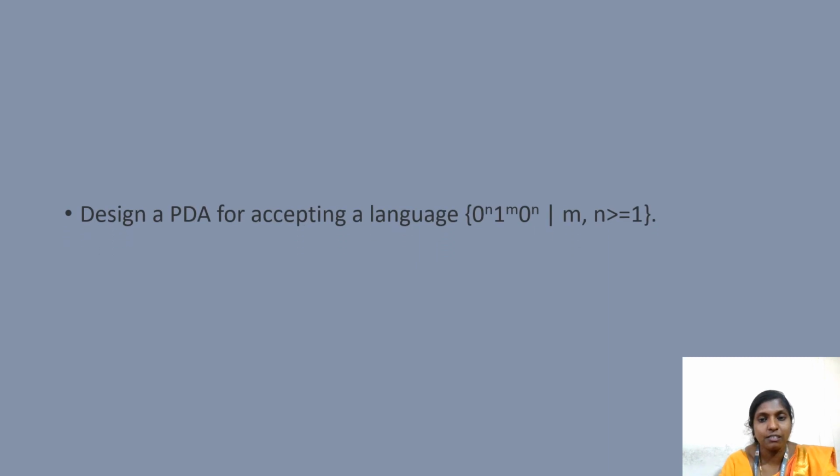Okay, this is the example program. Based on this, the assignment is to design a PDA for accepting the language 0 power n, 1 power m, 0 power n, where m and n are greater than or equal to 1. Substitute the values, write the transitions, and check whether the string is accepted by the PDA or not.